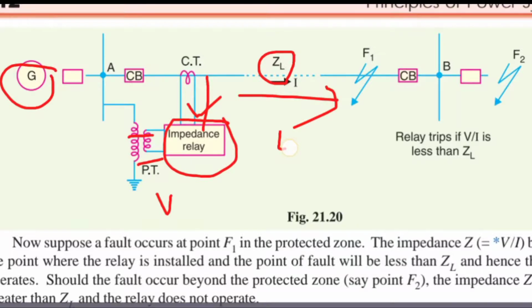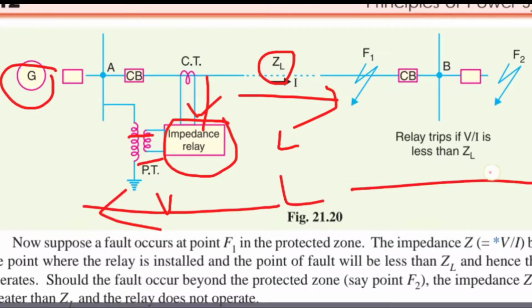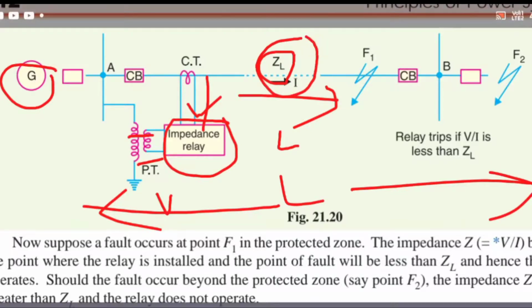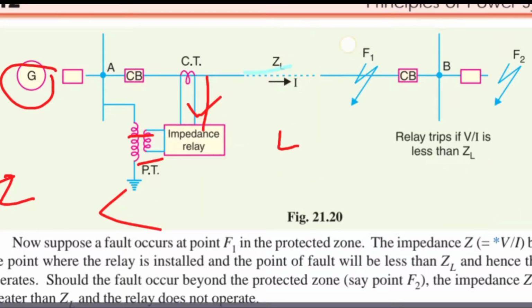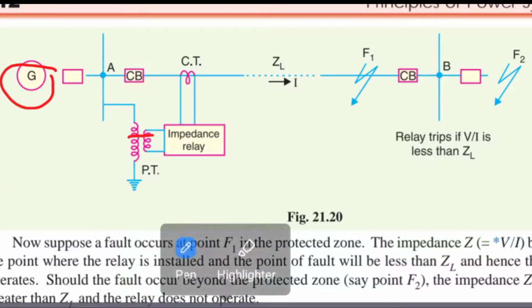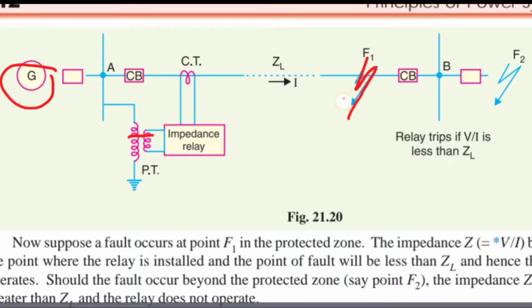Consider a transmission line or feeder of length L. The impedance of the line under normal operating conditions is predetermined; that is ZL, the impedance of the line. Whenever a fault occurs, as you can see in this diagram, the relay will trip if the V by I ratio is less than ZL.